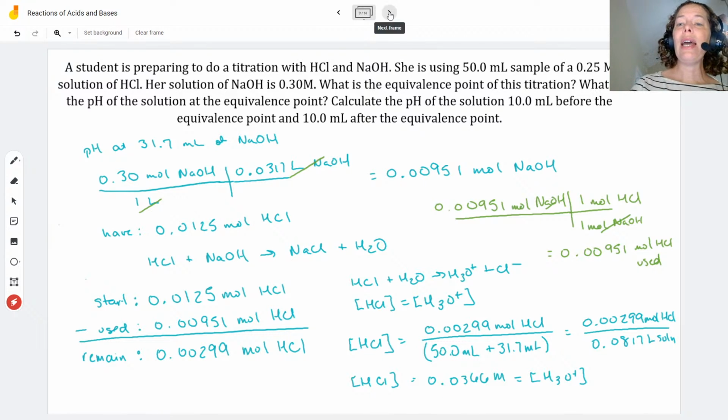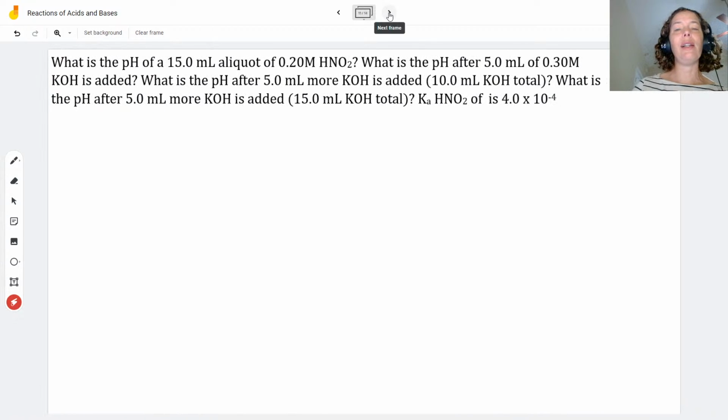Before I end this live stream, because I know it is 8 o'clock, I did want to at least show you this problem here. So what we've got here is, I'll just read it out. What is the pH of a 15 milliliter aliquot of 0.2 molar nitric acid? What is the pH after 5 milliliters of 0.3 molar potassium hydroxide is added? What is the pH after 5 milliliters more potassium hydroxide is added? And what is the pH after 5 milliliters more potassium hydroxide has been added?